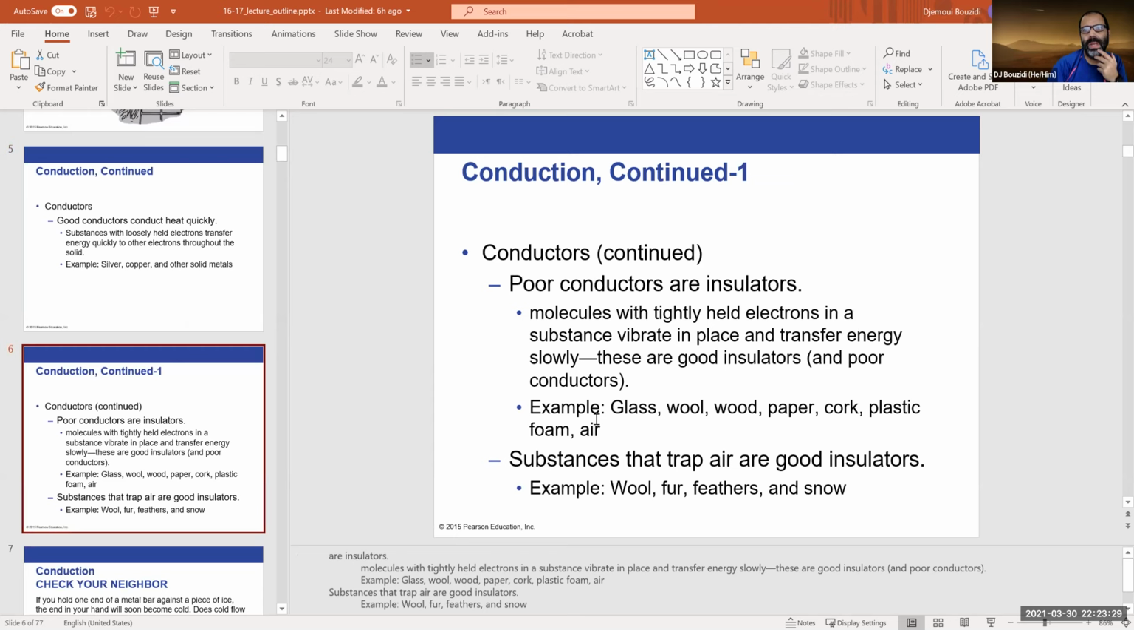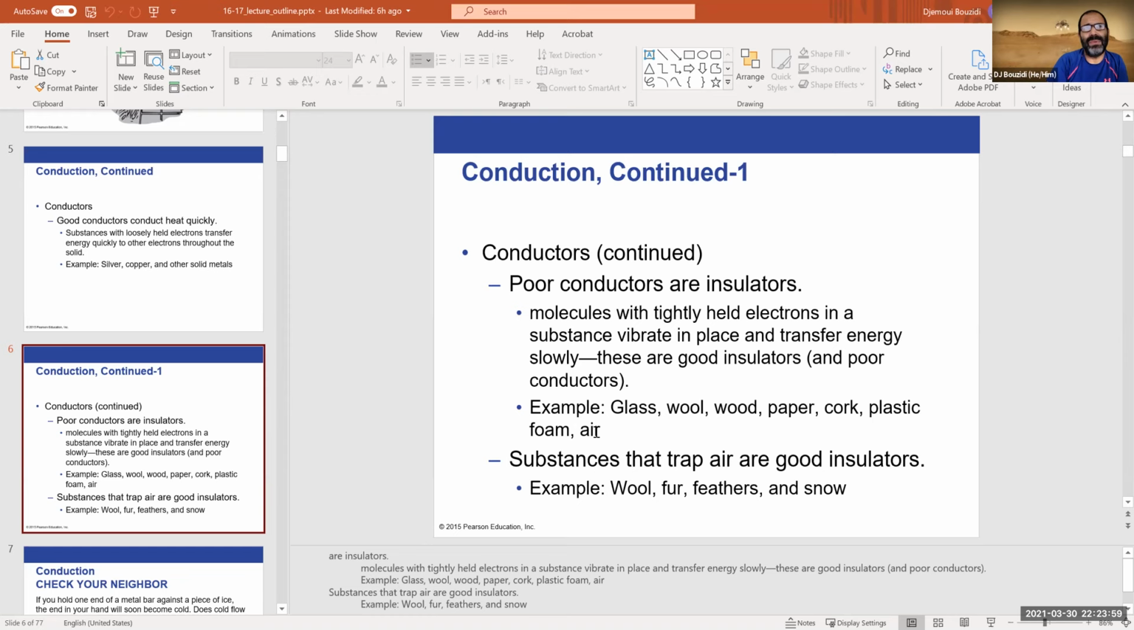Poor conductors are also good insulators. Like I said, sometimes, for example, you are in cold weather and you have a heater going at home, so you don't want the heat to escape outside, because then you're not going to keep warm. The heat is going to be lost, and at the end, the room will go down. So in this case, you really want insulation. Glass is a good insulator. Wool is a good insulator. Wood, paper, cork, plastic, foam, and air.